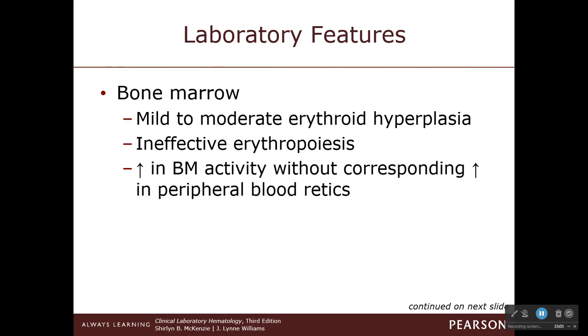All right, so bone marrow. So we do look at the bone marrow a lot of times in IDA.